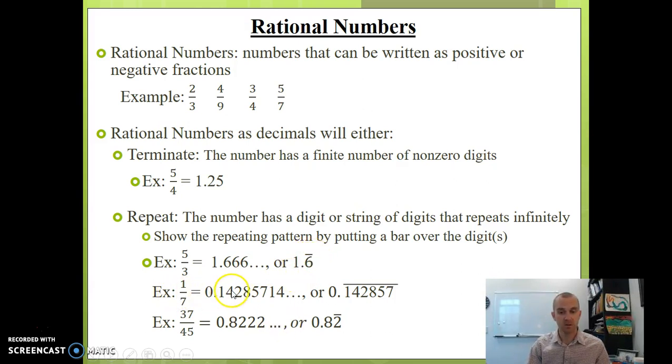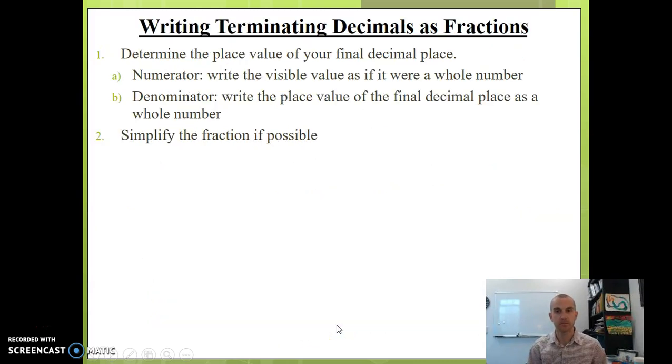If we did 1/7, we see that we have a repeating pattern of 1, 4, 2, 8, 5, 7. And so we would just write those 6 digits and put the bar over it. Or even something like 37/45, where we have a decimal and then the 8, but what's being repeated is that 2. So we can write the 8 and then the 2 with the bar over top.